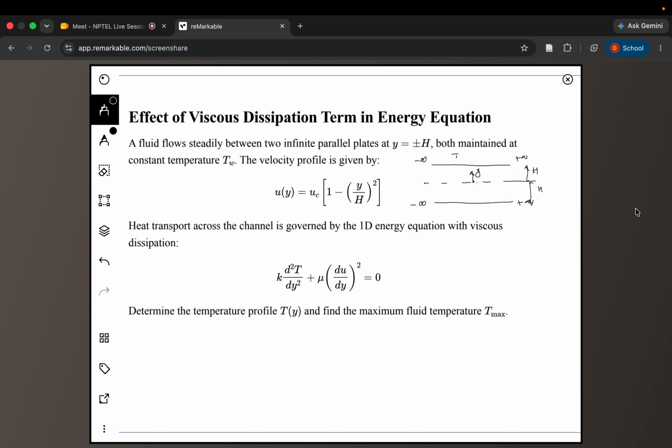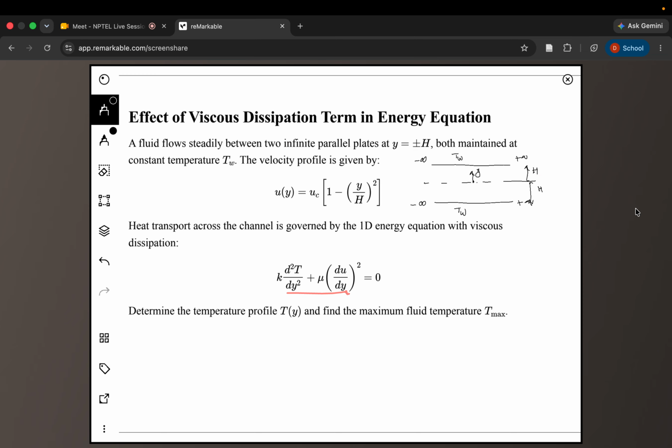Both the walls are at the same temperature, and the velocity profile between these two parallel plates is given by, again, something you would have already come across in fluid mechanics: in a two parallel plate channel flow, the velocity profile is parabolic in nature. The energy equation is given by this equation, where again we are assuming that the temperature variation along the x direction is negligible, and this is the final equation we get.